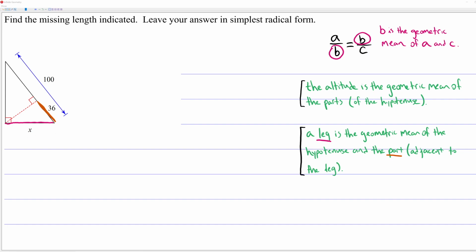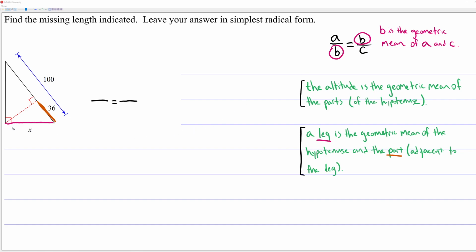So once you see how the various pieces of this diagram are labeled, you can write down a proportion equation. Fraction bar equals fraction bar. So now let's read the sentence again. A leg is the geometric mean. And remember, the geometric mean shows up in two places in the equation.